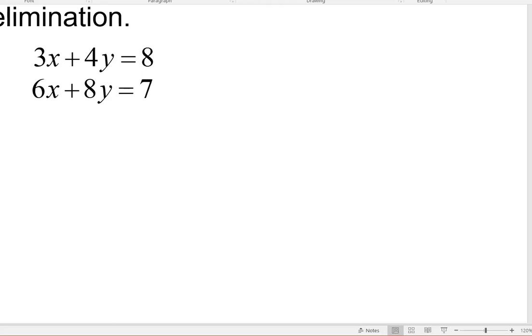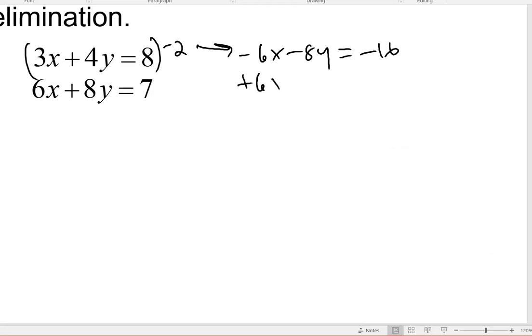This one, once again, I think is set up for elimination. I got the x's and the y's lined up kind of over each other. So I'm going to say if I want to get rid of the x's, I'm going to multiply the top equation not just by a 2, but a negative 2. So now we have negative 6x minus 8y, negative 16, positive 6x, positive 8y, and 7. The x is 0, the y is 0.